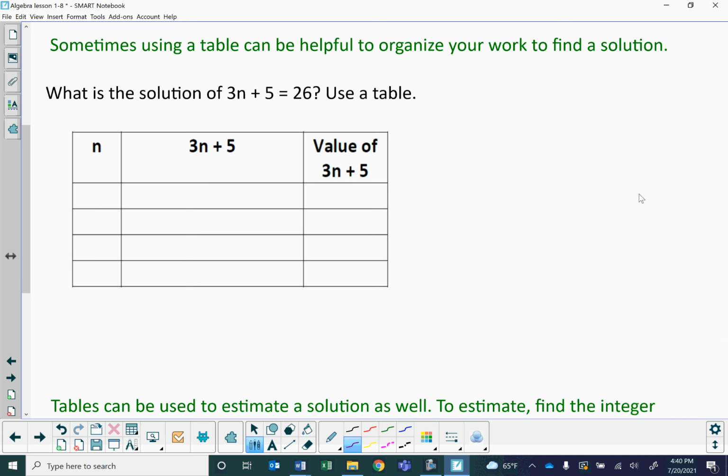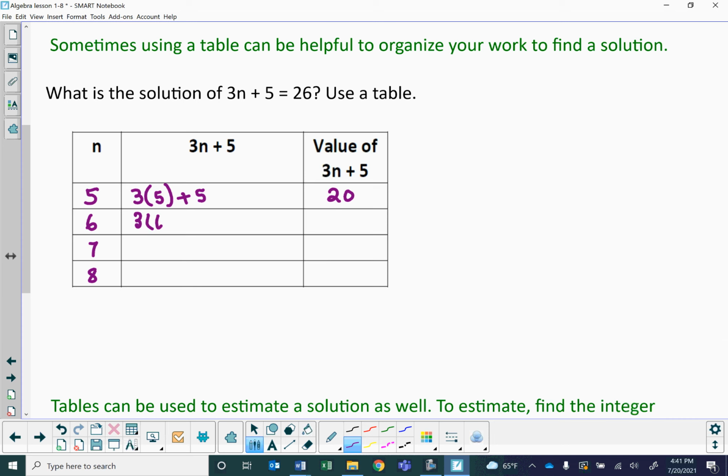I'm just going to plug in some numbers for n. I know I have to do a number that is going to be at least 26, so I know 1's not going to work and probably not 2. So I will start with a bigger number. Let me start with 5. Let's see what happens if n is 5, 6, 7, and 8. So I'm going to do 3n, so 3 times 5 plus 5. The middle column is always your work column, and the end is always your result. 3 times 5 is 15. 15 plus 5 is 20. That's too small, so let's try 6.